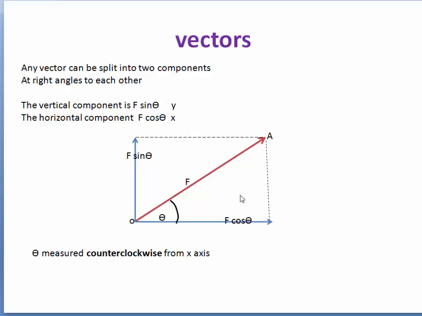If we have a vector, this vector F, it can be split into two components at right angles, and the vertical component is F sine theta, and the horizontal component is F cos theta. Okay, and theta is measured counterclockwise. It's measured in this direction, anti-clockwise, from the x-axis, from this axis.